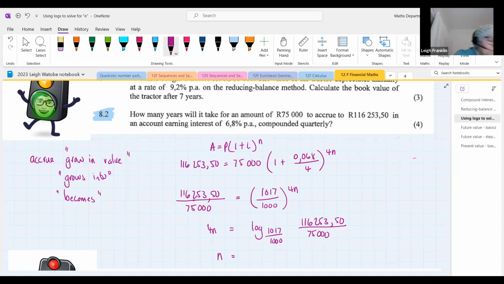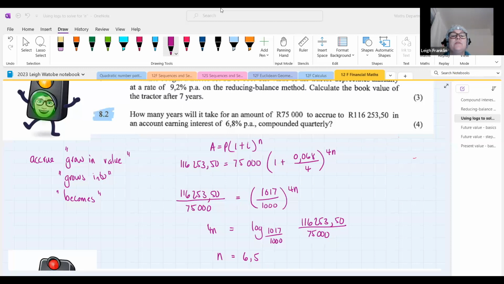So you don't have to worry about that. You would end up with log base 1017 over 1,000 of 116,253.5 over 75,000. Most of you have sent this answer through already. And we end up with that, and we're going to divide it by 4. There we go. So it becomes 6.5.